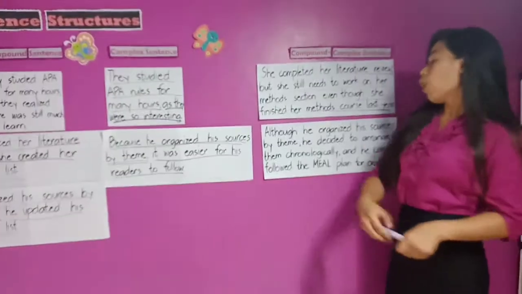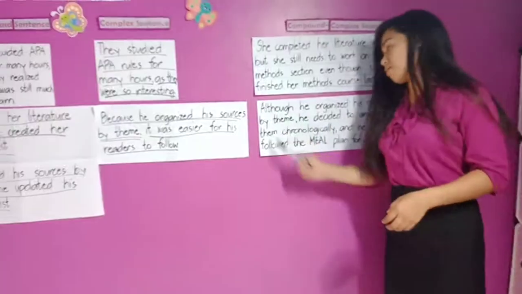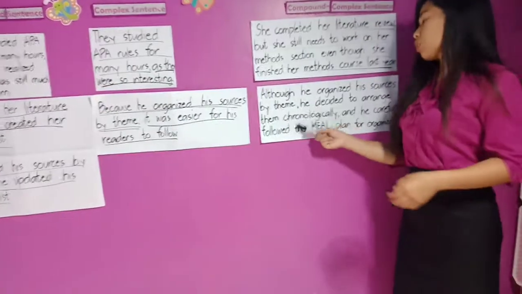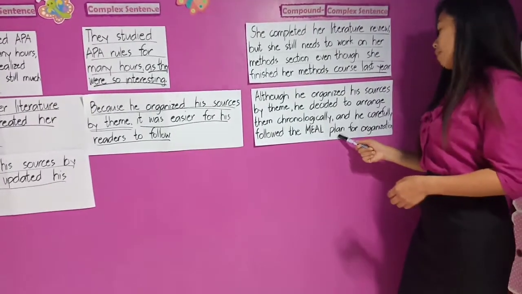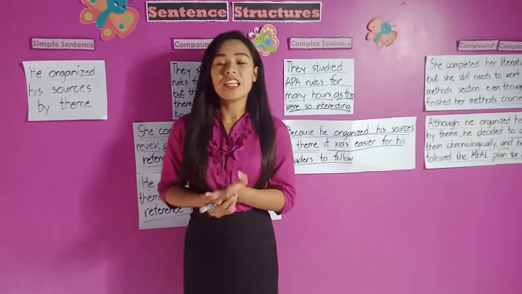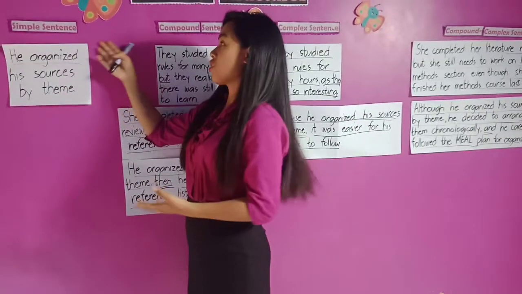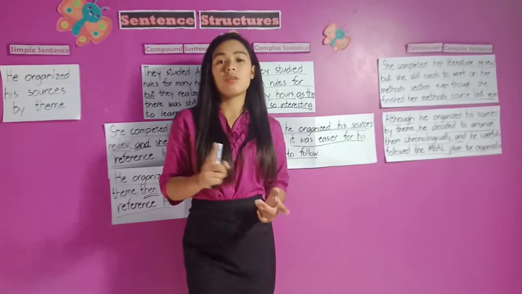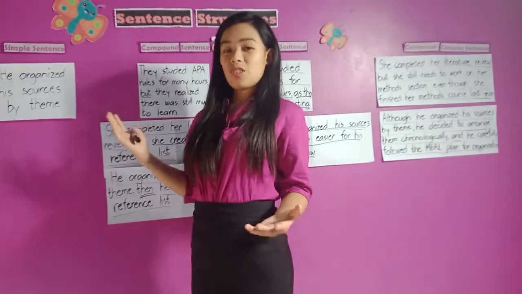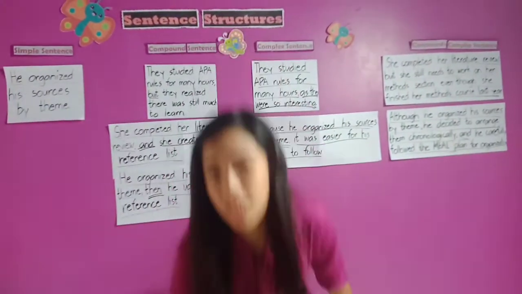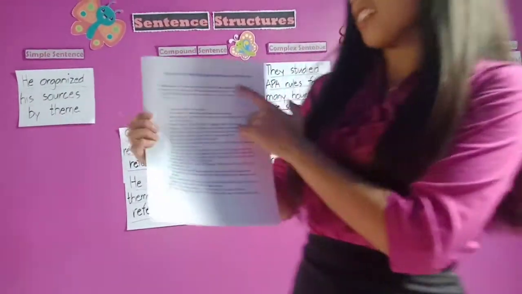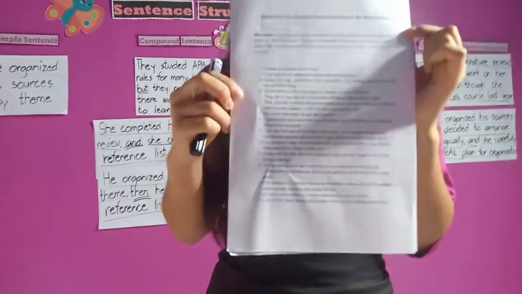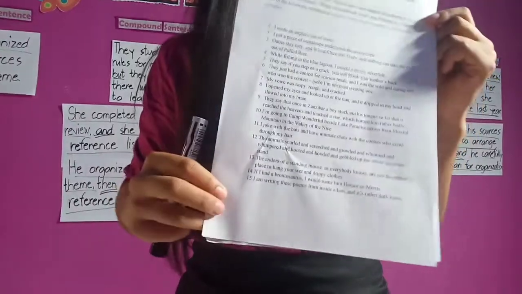So the second one, although he organized his sources by theme, he decided to arrange them chronologically and he carefully followed the MEAL plan for organization. So these are the examples of the types of sentence structures. So now, for us to understand more about the sentence structures, I have a worksheet here and an exercise to identify sentences by structure. This worksheet serves as an assignment to be passed next meeting.